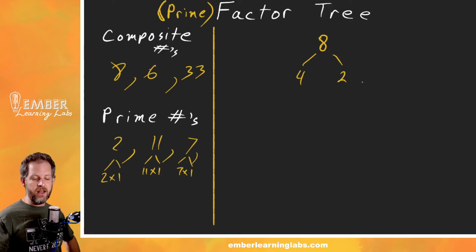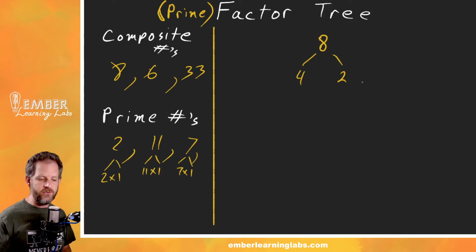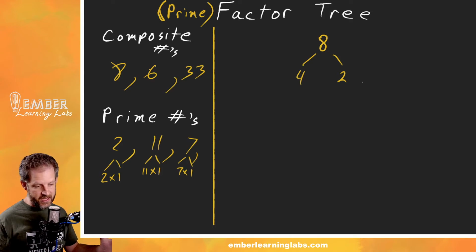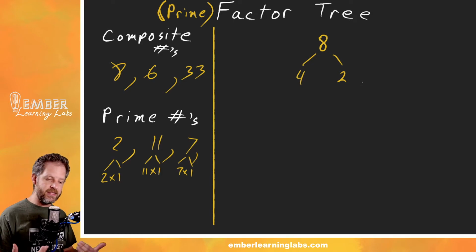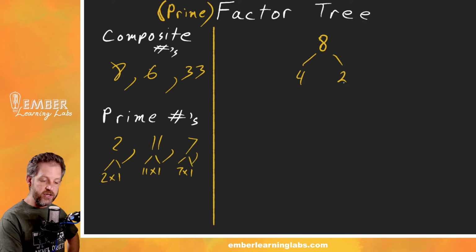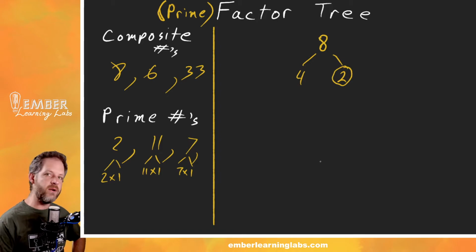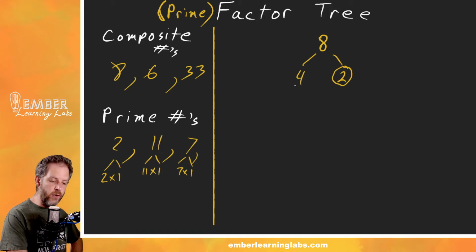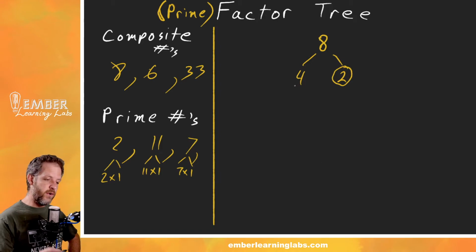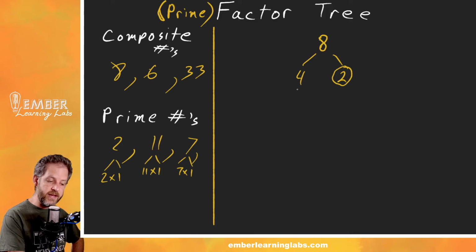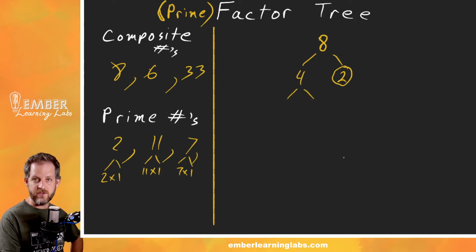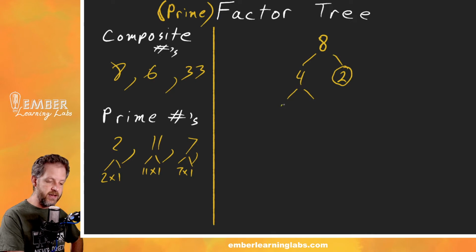So now, to see if we're done drawing this factor tree, we want to take a look at it and ask, are these numbers prime numbers? So is 2 a prime number? If yes, then we're going to go ahead and circle it so we remember we're done with that branch. Now is 4 a prime number? No, 4 is not a prime number, so we need to split it into factors. So 4 can be split into 2 times 2. Now, is 2 a prime number? We already said yes. And 2 is also a prime number.